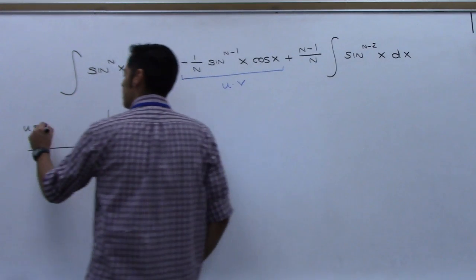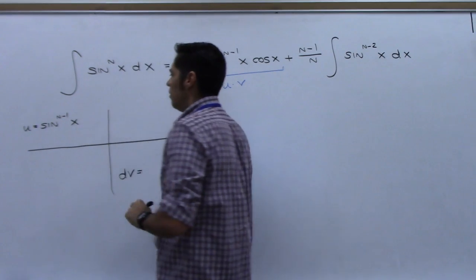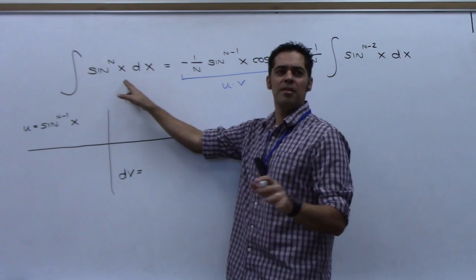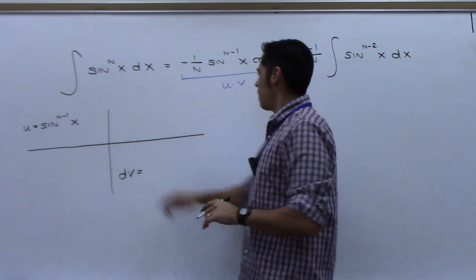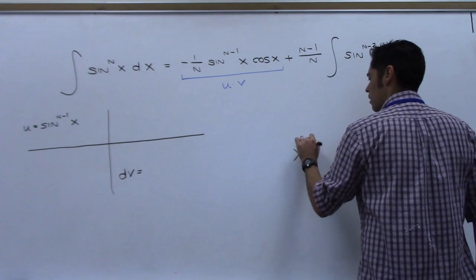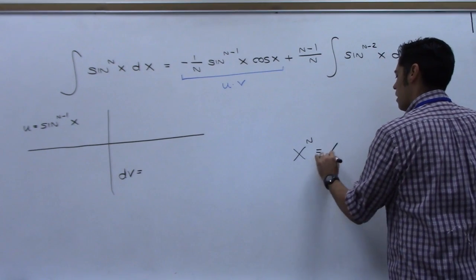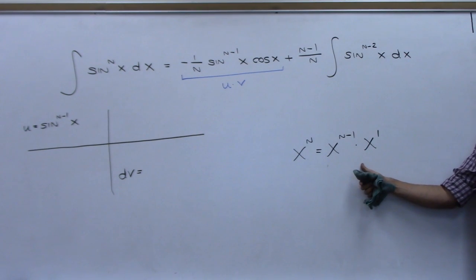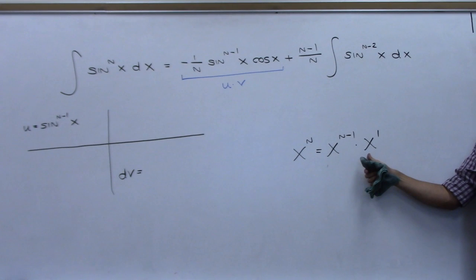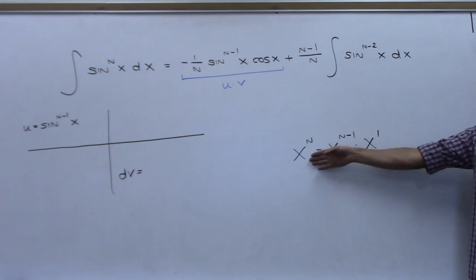Okay, u is sine to the n minus 1 of x. But I don't see that there. I mean, I do, but I'm trying to help everyone see it. Where is that here? It's the first part of the equation. Is x to the n the same as x to the n minus 1 times x to the first power? If you have the same base, what do you do to the exponents? You add them. What happens when you do n minus 1 plus 1? You get n.